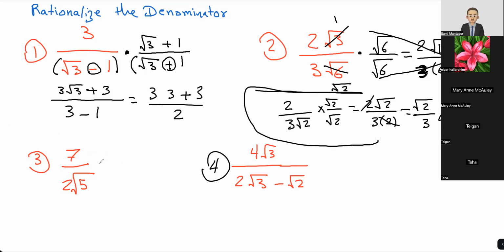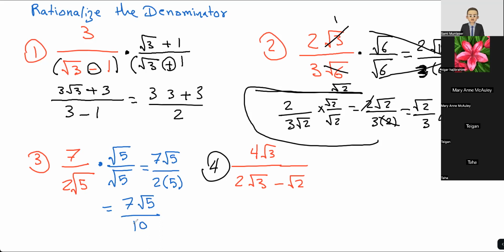To get rid of the square root on the bottom, all you need to do to this equation is multiply the top by root 5 and the bottom by root 5. Why? Because when we multiply root 5 by root 5, we get 5, or root 25, which is 5. So we don't have roots on the bottom anymore. Here, we'll get 7 root 5 over the 2, and root 5 times root 5 is just 5, which gives me 7 root 5 over 10, and that's your answer for the first one.